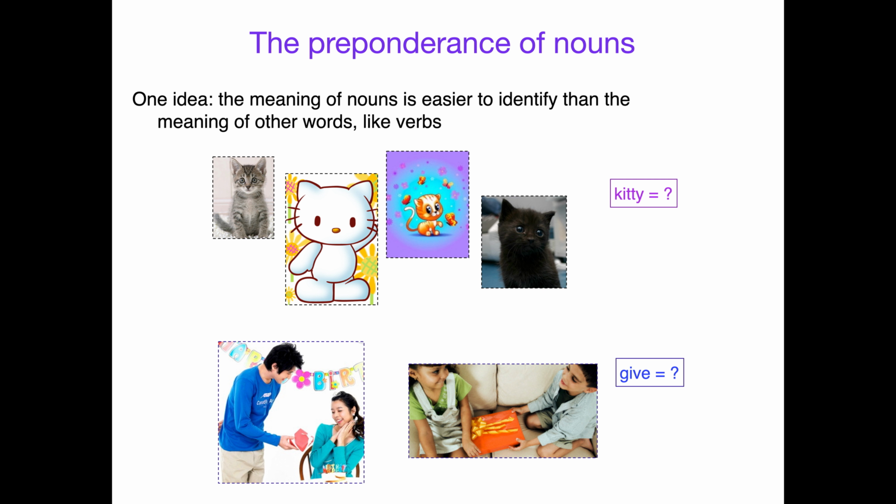And so another idea is that in some sense the meaning of nouns is easier to identify than the meaning of other words like verbs, right? So if you look at all of these and they're like, hey, it's a kitty, you might have a sense of what's in common across these things. There's some sort of creature, and it seems to be the focal point of these pictures. Versus you look at two events of give, there's a lot of stuff going on. There's a present, there are people. What does give refer to? It's maybe a little bit more abstract, a little harder to figure out.